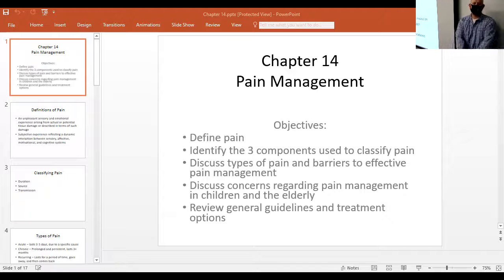Sometimes there's little financial incentive also for some of the things that need to be done to help with pain. It may be something that we just need to decide to do for the health of our patient, and it may not be something that's reimbursable, depending on what it is.